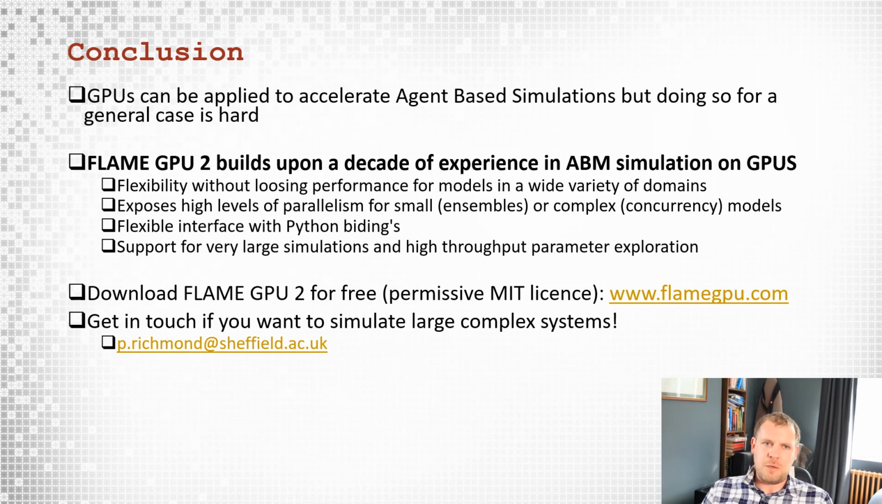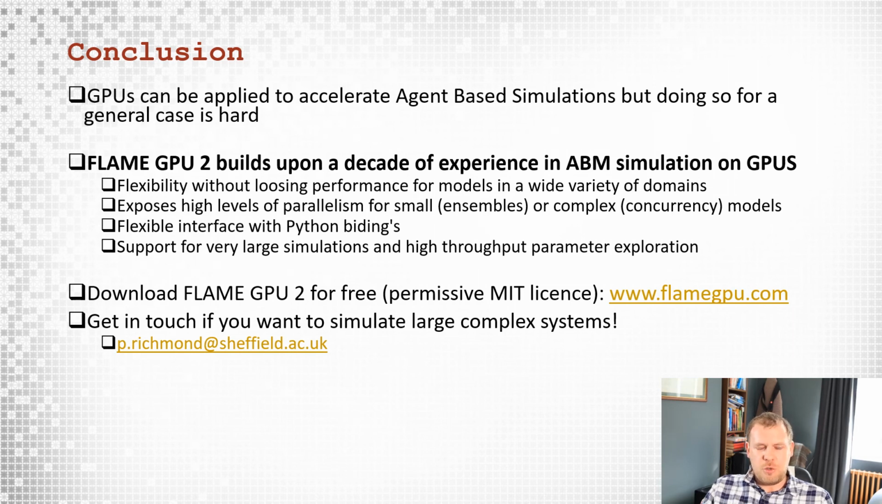So in order to conclude my talk, I'd like to conclude with the statement that GPUs can be applied to accelerate agent-based simulations, but doing so for a general case is actually very difficult. What I've done within this talk is tell you about how Flame GPU2 builds upon almost a decade of experience in agent-based modeling simulation on GPUs in order to address some of the key complexities or issues that are a challenge for mapping agent-based models onto GPUs. So in particular, I've talked about the flexibility without losing performance. So this is the idea of having an efficient simulator which can be applied in a wide variety of domains and at different scales.